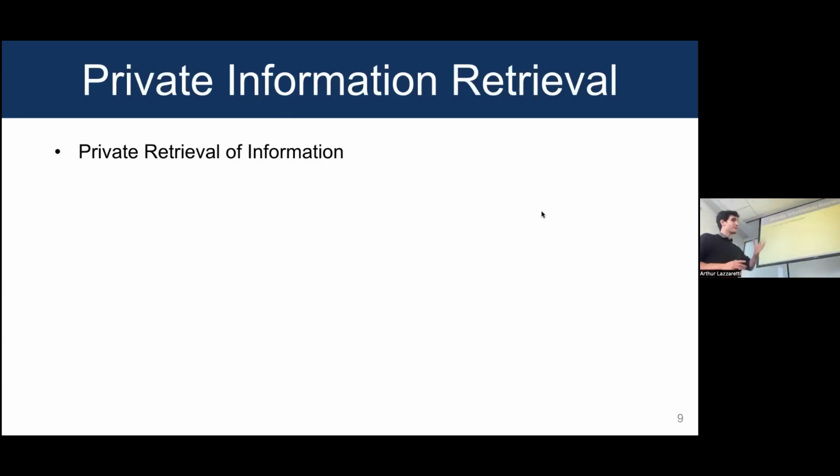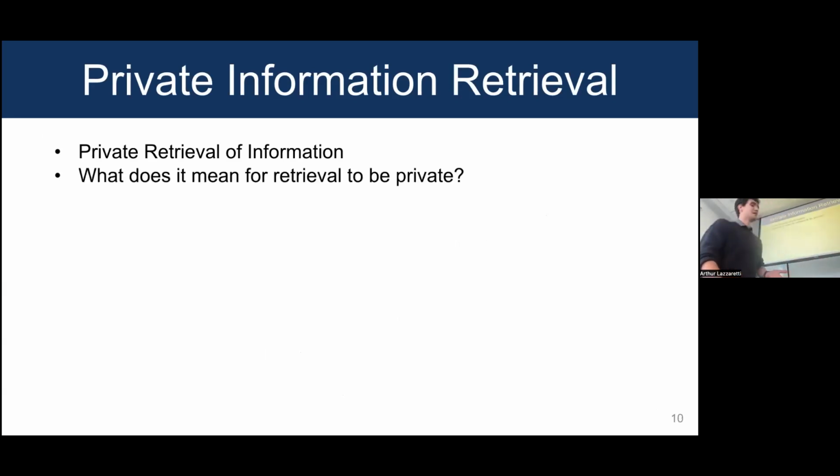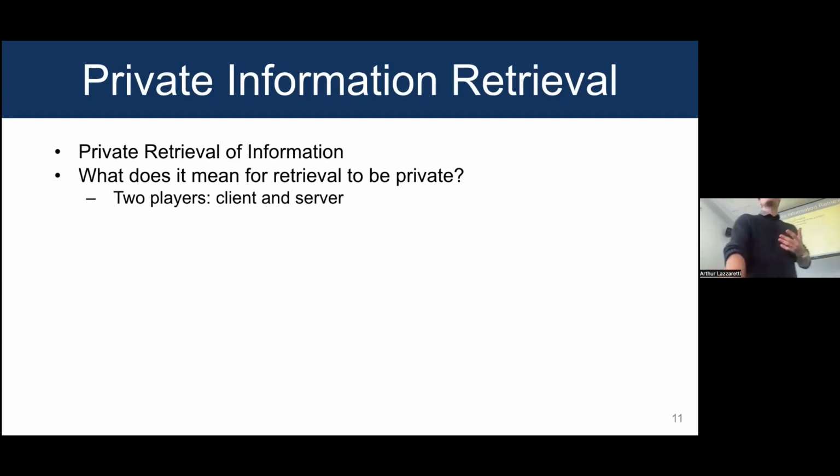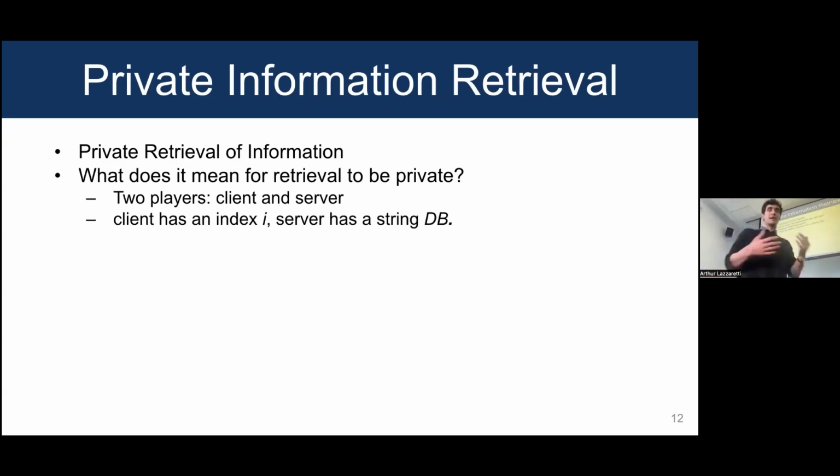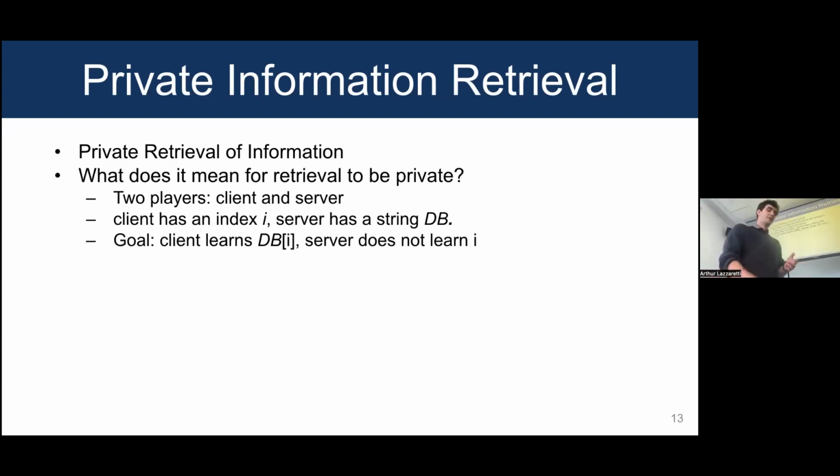Okay, so private information retrieval. I like to call it private retrieval of information because I think it disambiguates the "private," which confused me in the beginning. What's private is the retrieval, the information not necessarily. And what does it mean for the retrieval to be private? Well, private information retrieval is typically seen as a protocol between a client and the server. The client starts with an index i, the server has a string DB, and the goal of the protocol is for the client to learn DB at index i and the server not to learn i.